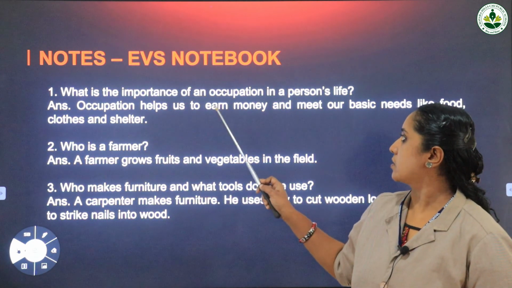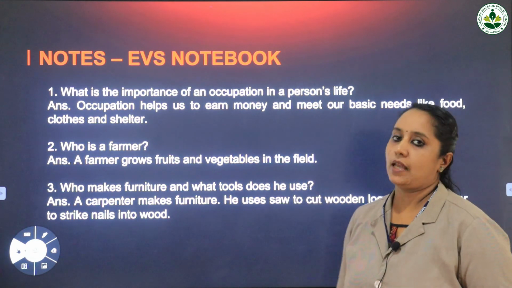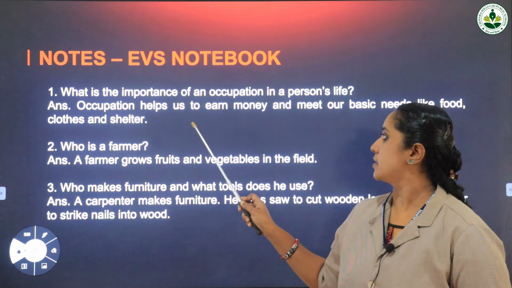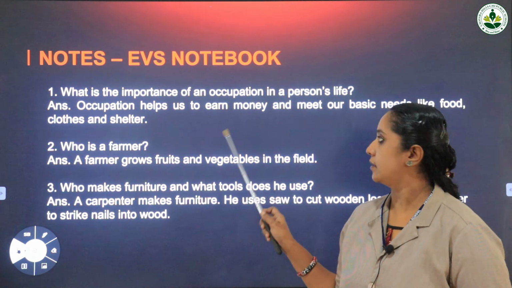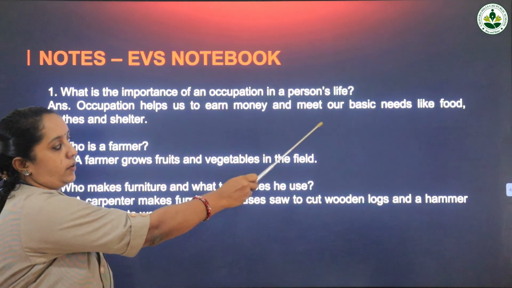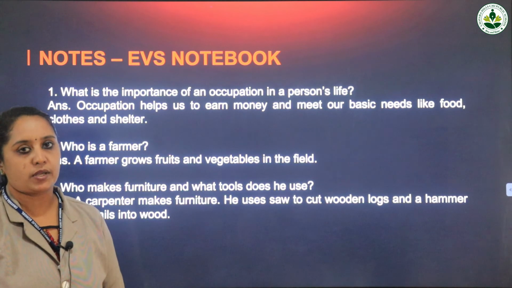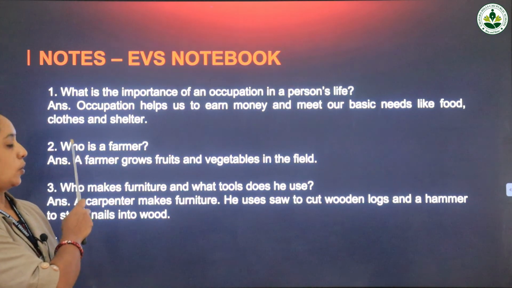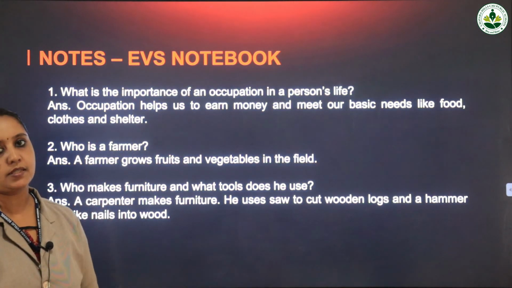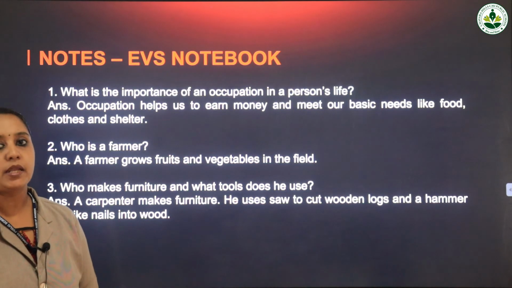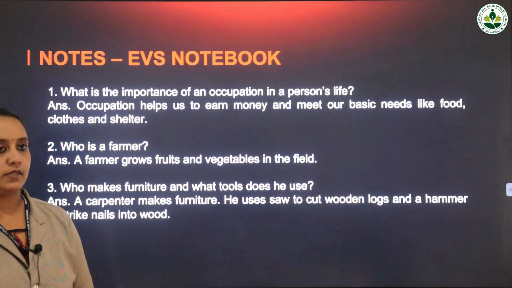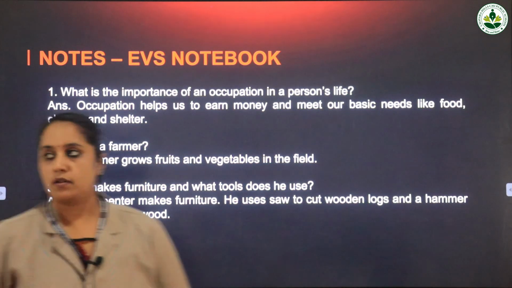What is the importance of an occupation in a person's life? So the answer is, occupation helps us to earn money. Now what is the money needed for? The money is needed to meet our basic needs. Which are our basic needs? Food, clothes and shelter. So I repeat, occupation helps us to earn money and meet our basic needs like food, clothes and shelter. Now let us move on to the second question.